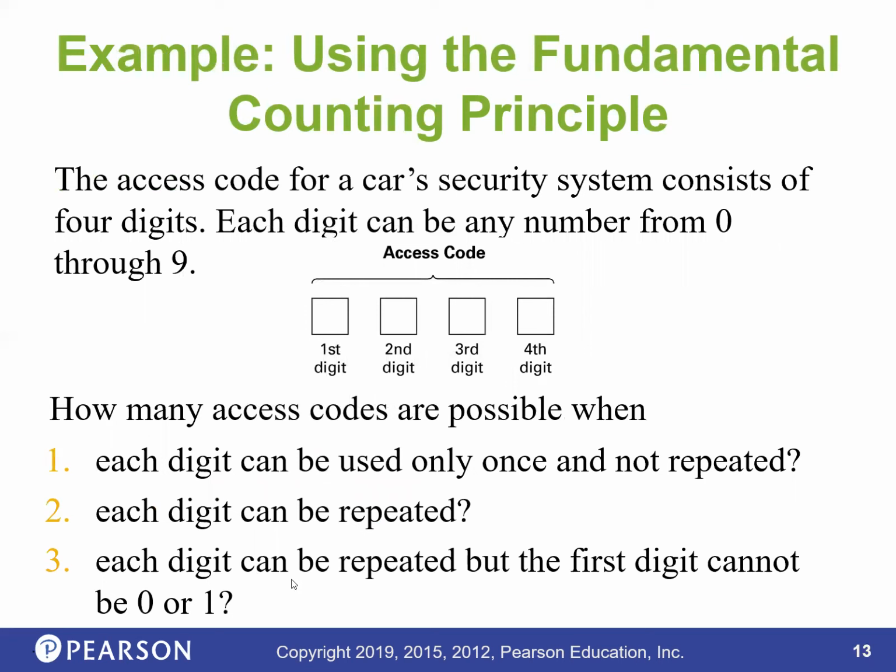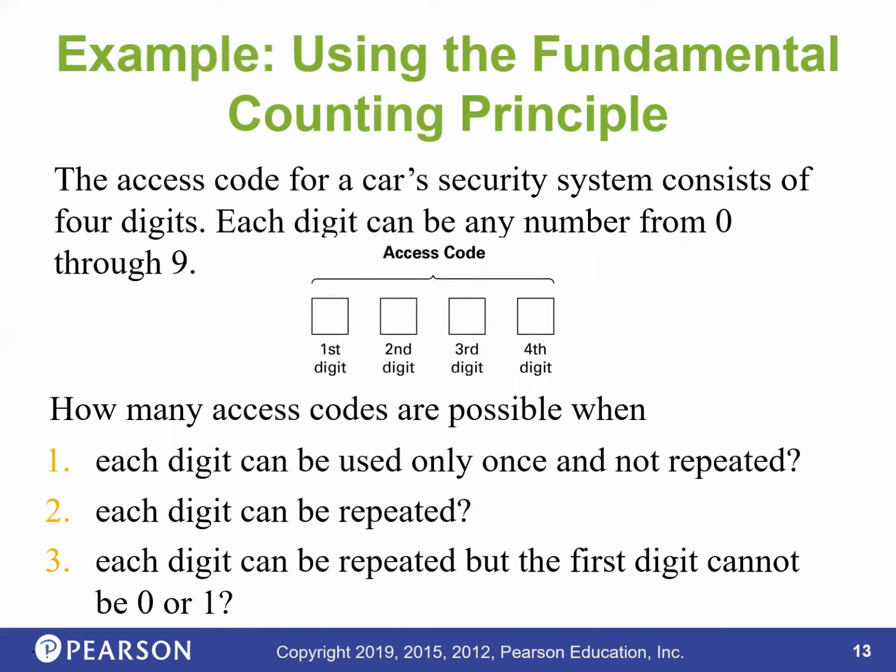You guys tell me here, this is for you guys. Each digit can be repeated, but the first digit cannot be 0 and it cannot be 1. And I think that's the way most banks work right there. It could be a 1. So all yours, go for it. Among yourselves, talk among yourselves.